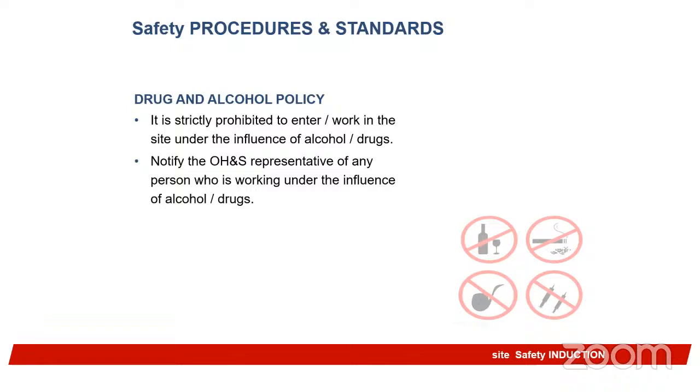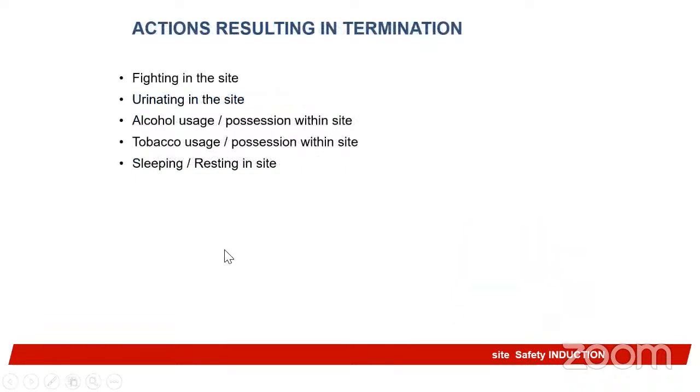Notify the OSH representative of any person who is working under the influence of drugs and alcohol. Now, actions resulting in termination. This will not be reviewed. You tell them, fighting on site is totally out of bounds. Urinating anywhere on the site is also prohibited. Alcohol usage or possession within the site: when you are having alcohol or tobacco, or we see it with you in the site premises, you are going to be taken away from work. And sleeping or resting on site. There are a lot of things that can lead to termination.